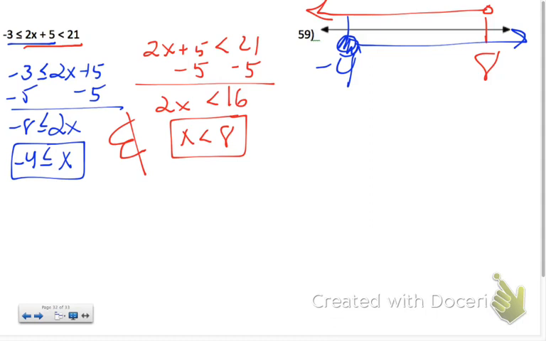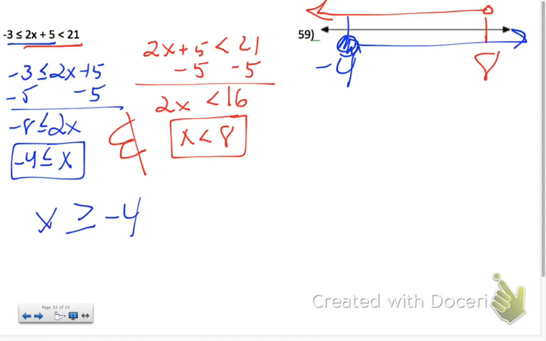And notice this doesn't point the same way as the arrowhead on my graph, and that's because the x is on the right. You have to have the x on the left for the arrowhead to point correctly. If I flip this around, then I also have to flip the sign so that the larger part of the sign is pointing at the x both times.